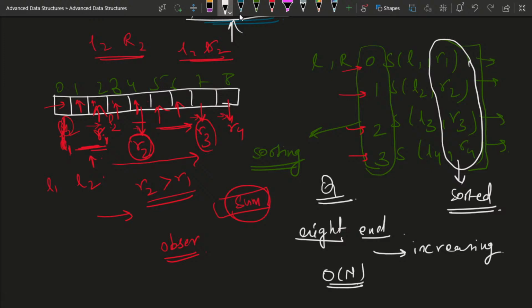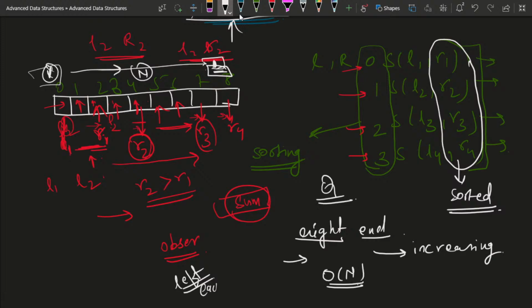But what happens with the left end? Okay, so this is the right end. Now what happens with the left end? The left end can move all the way from the first index to the last index, so that is going to cost me n. So for each query, my L can move all the way from the first point to the last point, so order of n time for each query.